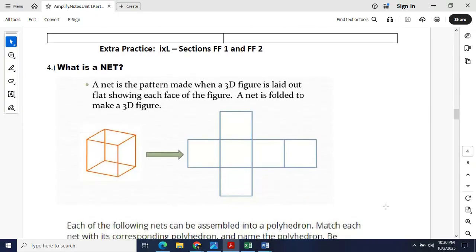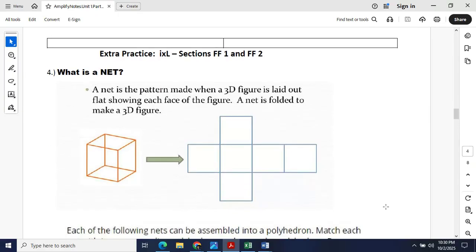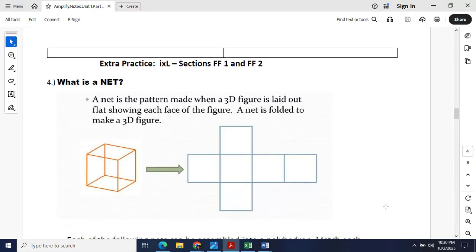What is a net? A net is a pattern made when a 3D figure is laid out flat, showing each face of the figure. A net is folded to make a 3D figure. Now, if you notice that this prism, they're all squares, this is actually called a cube, like an ice cube. So to the left of this, I want you to write the word C-U-B-E, cube.